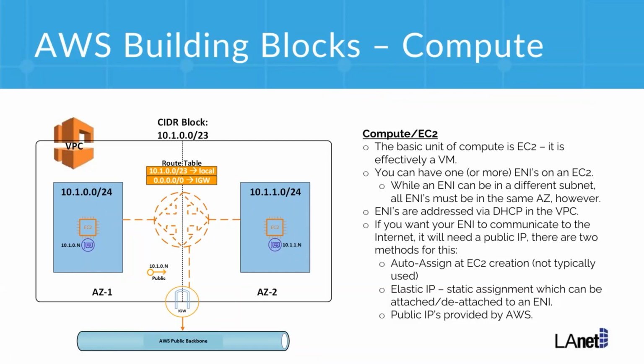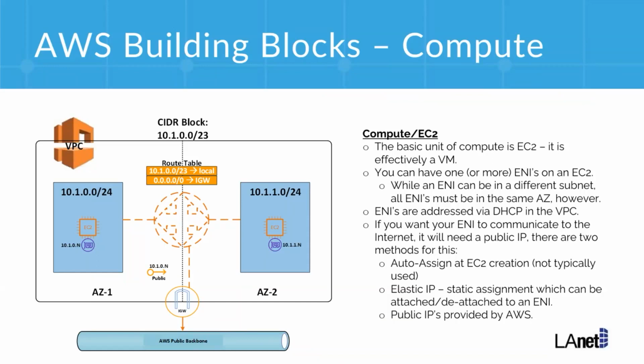ENIs are pretty much always addressed from DHCP in the VPC itself. They tend to have permanent leases on their DHCP, so it's not like they're changing IPs all the time. If you want that ENI to communicate to the internet through your IGW, obviously you're going to need a public IP. Remember I mentioned that there's a NAT function that goes with the IGW, right? There are a couple of ways to assign public IPs. One is when you create the EC2, you have the option to select something called auto assign.